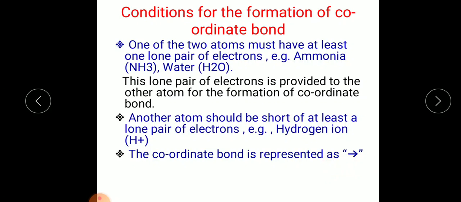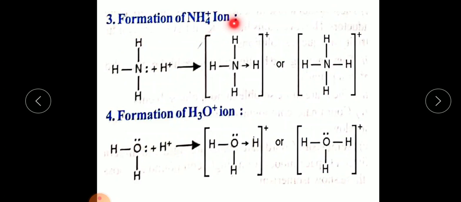And the coordinate bond is represented by this arrow. This arrow means that wherever it is pointing, the electron pair is supplied over there. Say for example, the formation of ammonium ion. Let us try to understand. Ammonium ion is formed from ammonia and hydrogen ion. In ammonia, the electron dot structure looks like this. Nitrogen has 5 electrons in the outermost shell. So 3 get paired with the hydrogen atoms and 2 remain as unshared electrons, which we call the lone pair of electrons.